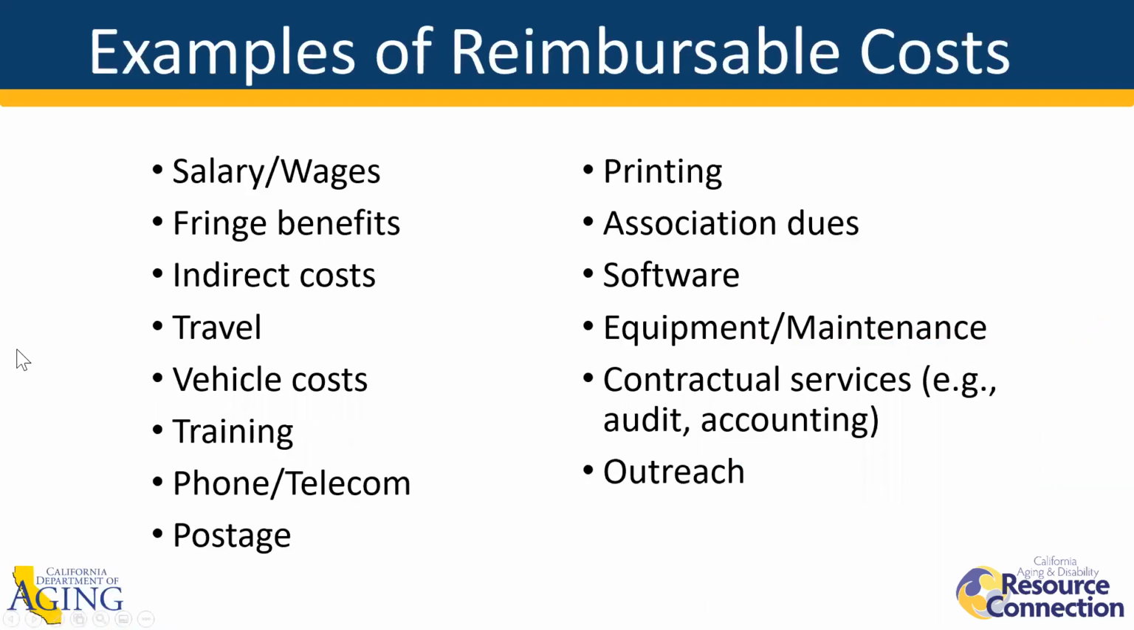This slide just shows those examples of reimbursable costs that can be factored into the total operational cost for each staff member. So like salaries and wages, fringe benefits, indirect costs, travel, vehicle costs, training, phone, postage, printing, etc.